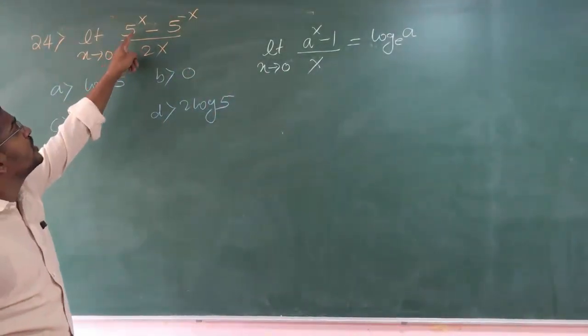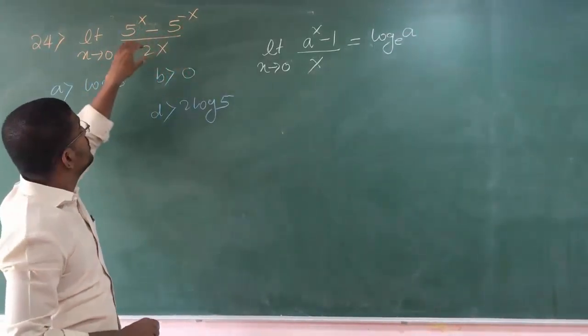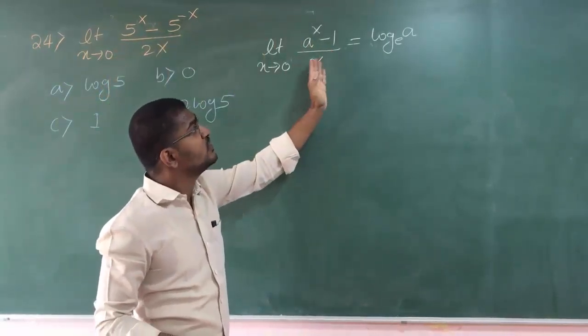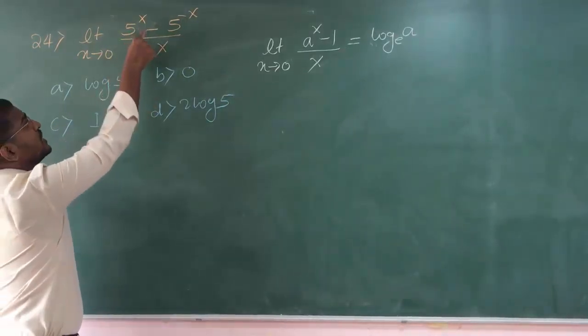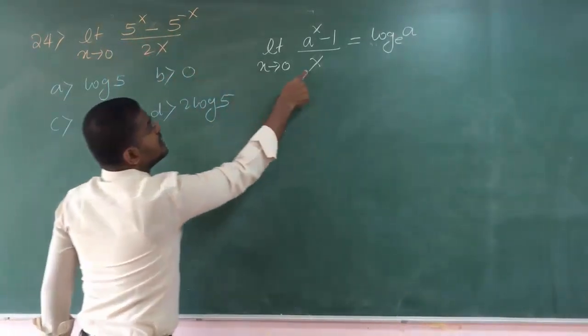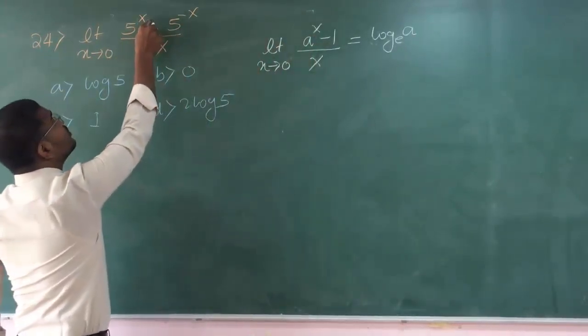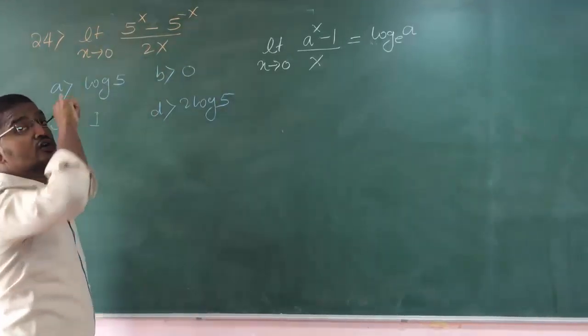So now see here, 5 raised to x minus 5 to the power of minus x. If you want to bring these to the form a raised to x minus 1 divided by x, what you are going to do? See, here you have x, here you have 2x. In the place of x you have 2x, in the place of x you have x. Both the terms must be same. That means this also has to become 2x.